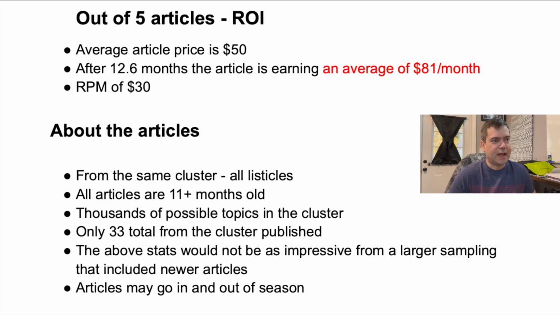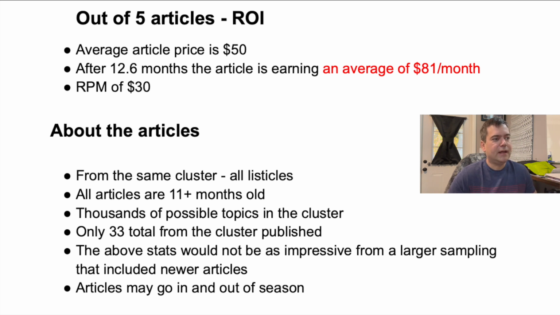So having said that, I'm not saying, oh, every single article I ever write gives me $81 a month. That is not what I'm saying here. But out of this particular cluster, I have determined that any article that ages to about 12 months or more is going to bring an average of $81 a month. And as we get a larger sampling size, that will probably go down. Regardless, that's still pretty impressive.